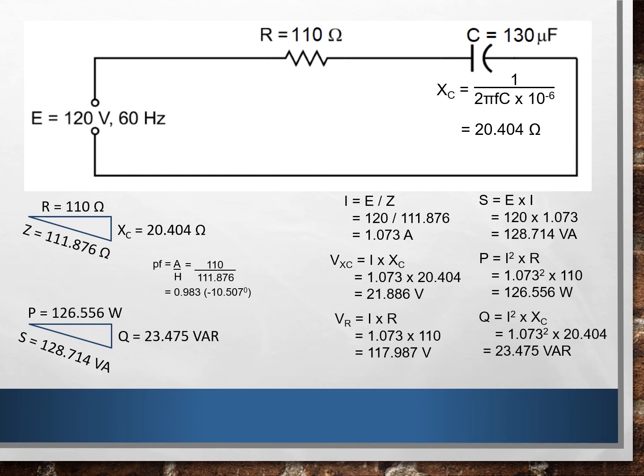So S is equal to E times I gives me a total apparent power of 128.714 VA. To figure out my power, I use my current again, I squared times R, in order to get a wattage of 126.556 watts. And for my reactive power, it's I squared times XC, which gives me a total XC of 23.475 VARs. When I put all these numbers into the triangle, I should still have the same power factor as well as a power factor angle of that triangle. Make sure you're using your trigonometry and Pythagoras in order to double check your numbers. It's going to help you find any mistakes that you make.